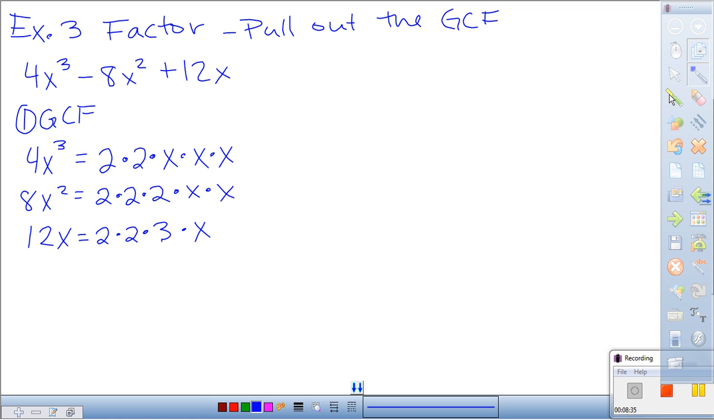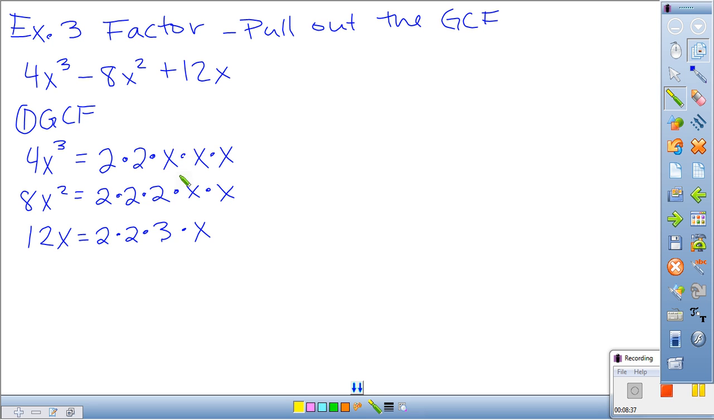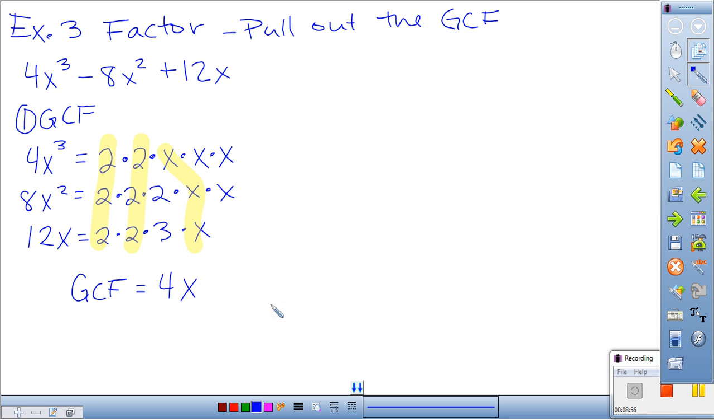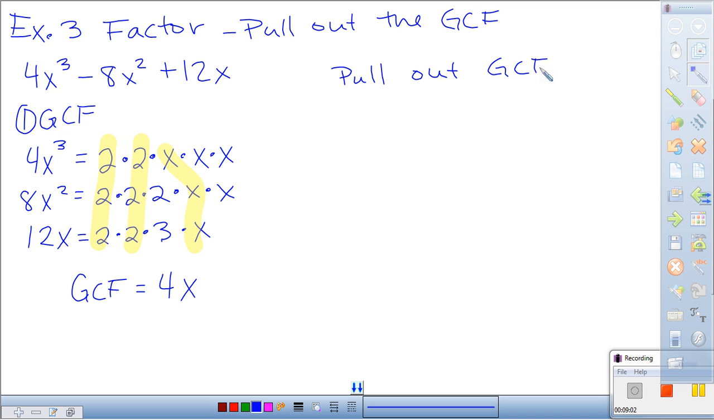Now, just like we did in that last example, I'm going to highlight all the things they have in common. They all have a 2. They all have one other 2. And they all have an x. I don't see anything else they have in common, so that means our GCF must be 2 times 2 times x, 4x. Once you have your GCF, then you need to pull it out. Pull out your GCF from your original trinomial.